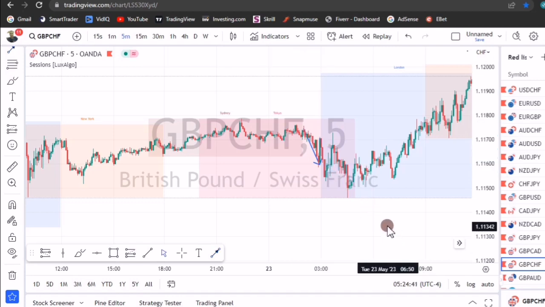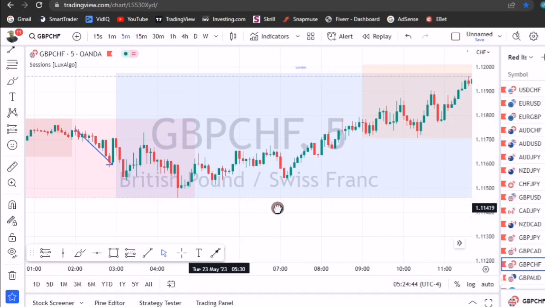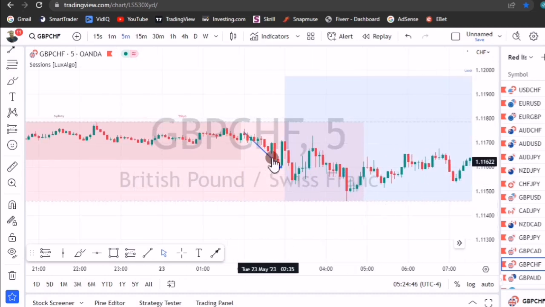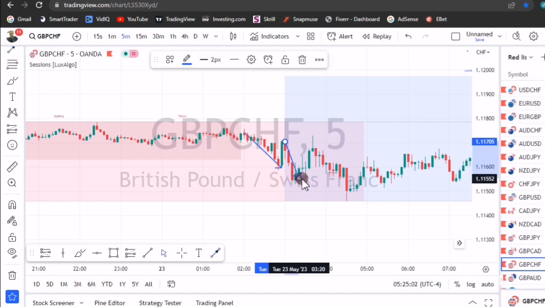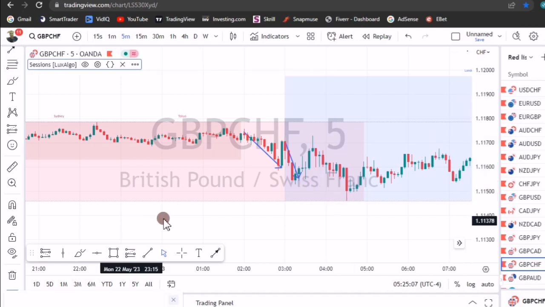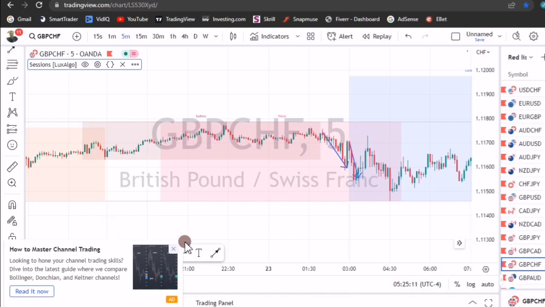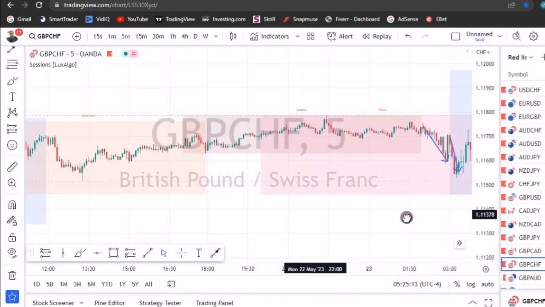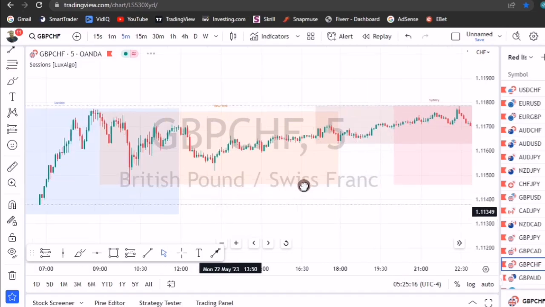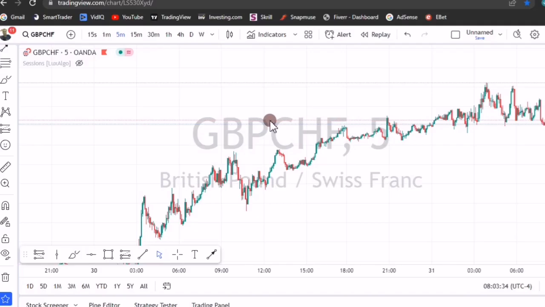Okay, and what caused that? Let me just zoom in a little bit. It is this last candle. Look at the last candle just before the London session opened. The last candle is very bullish, and if it's very bullish, that's why price started by opposing that bullish candle. Okay, it started by opposing that bullish candle before moving upward. Okay, so it was like that. It's not 100%, but it happens more than 90% of the time.